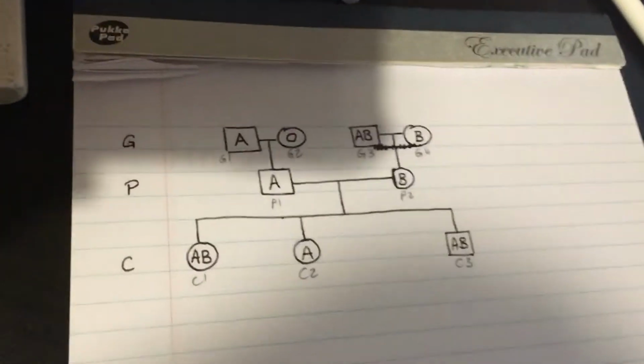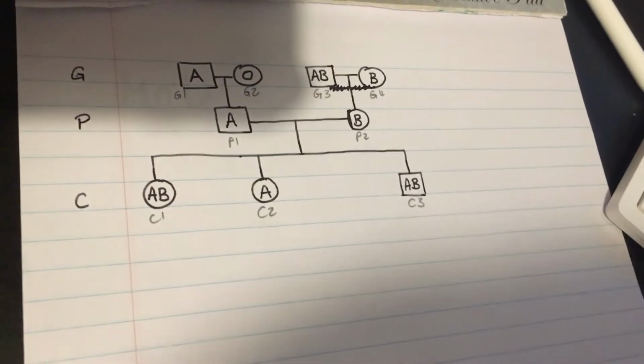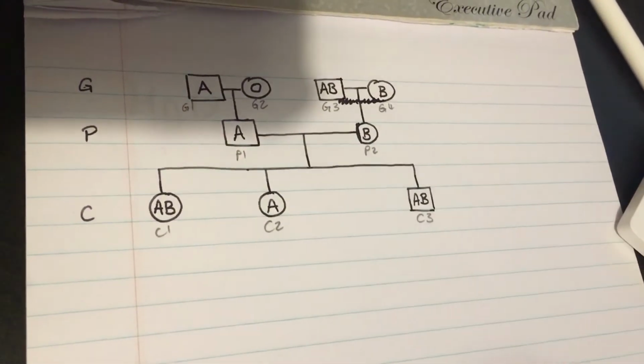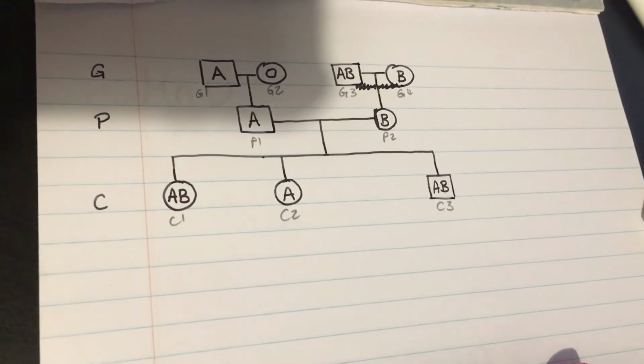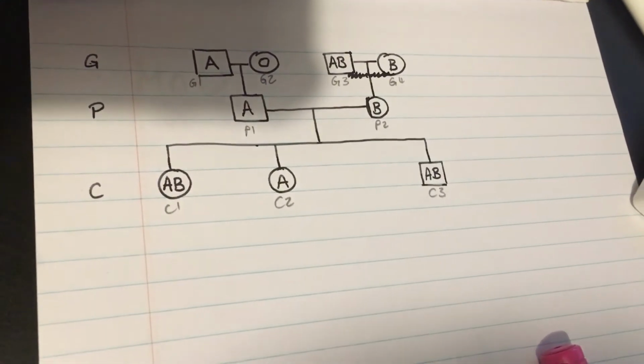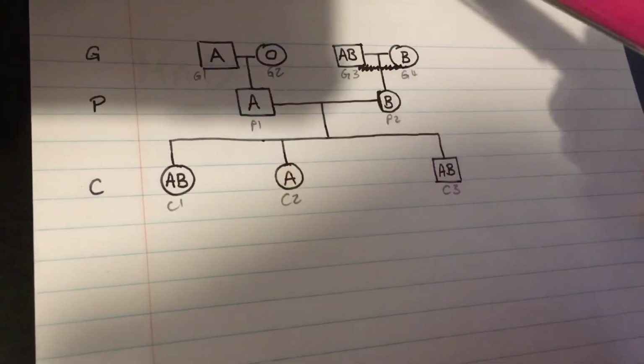Okay, so please excuse the terrible quality of the video, but I'm going to go through part B and C of question 6 on the biology, question 7 on assignment 6 biology. So we've got the family tree for this family and their blood types.